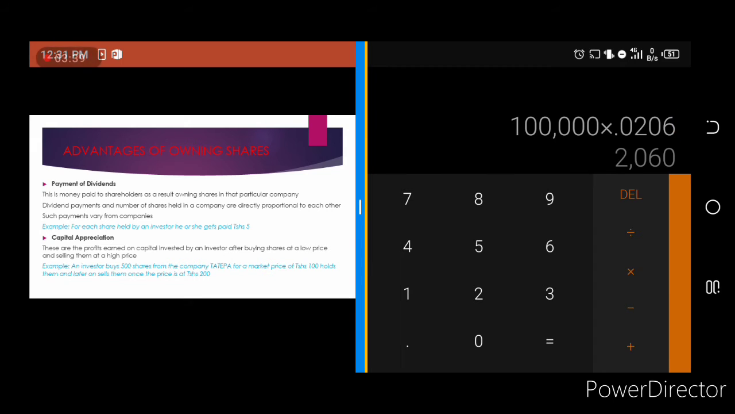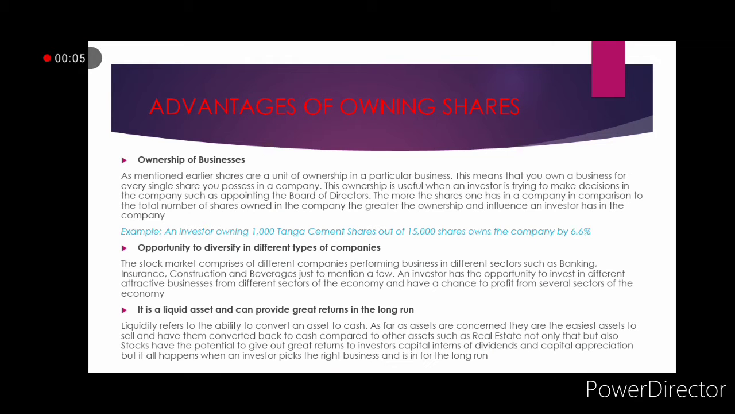So then, let's move on to the third advantage, which is ownership of business. As mentioned earlier, shares are a unit of ownership in a particular business. This means that you own a part of the business for every single share you possess in a company. Now, the ownership is useful when an investor is trying to make decisions in the company, such as appointing the board of directors. The more shares one has in a company in comparison to the total number of shares owned in the company, the greater the ownership and the influence an investor has in the company.